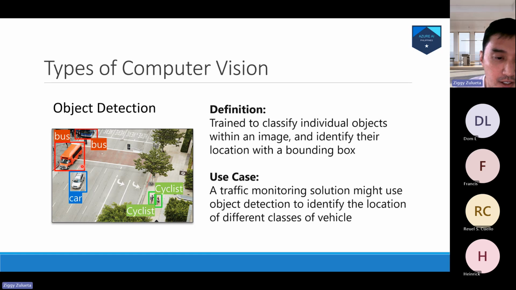So you see here a box that is a rectangle wherein it detects where the location is. So this is what object detection does. It classifies and then provides the location.